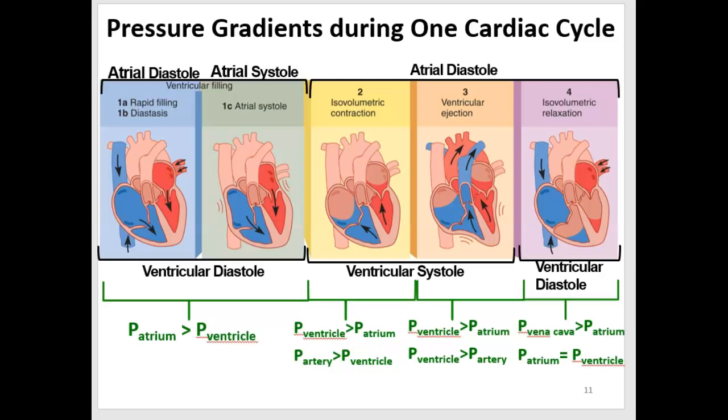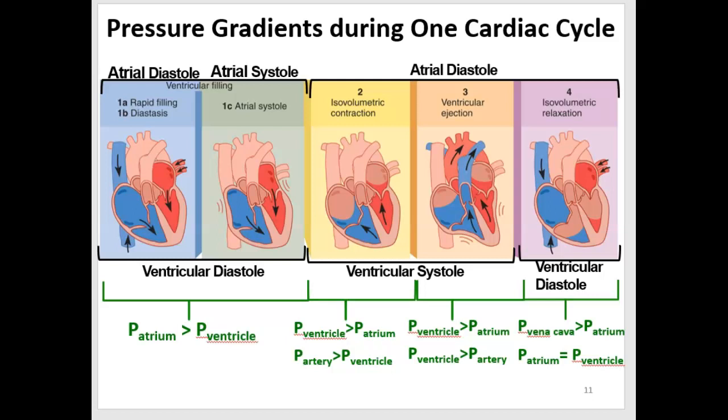At the end of ventricular systole, shown as the orange box, finally blood ejection occurs. During this time, pressure in the ventricle is greater than the pressure in the arteries. The AV valves are still closed, so blood cannot backflow into the low pressure atrium.